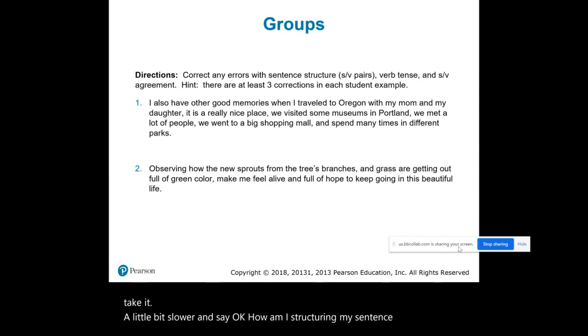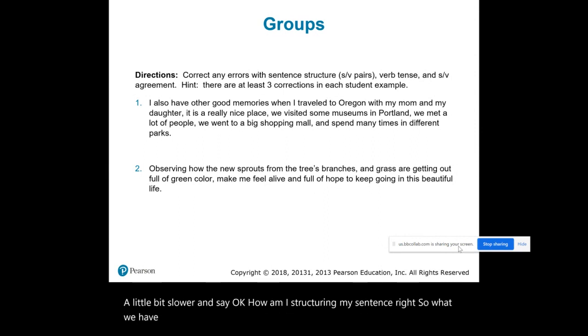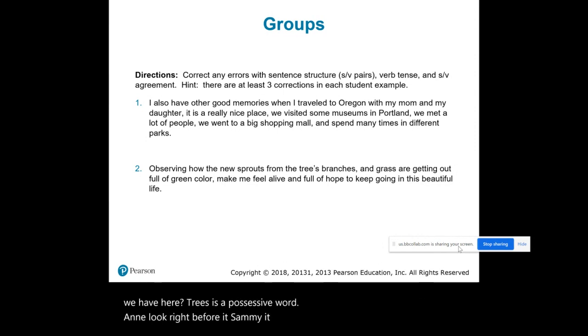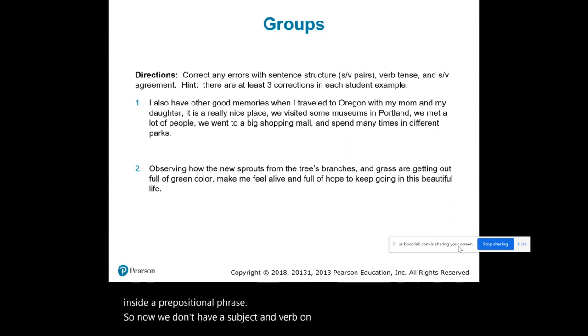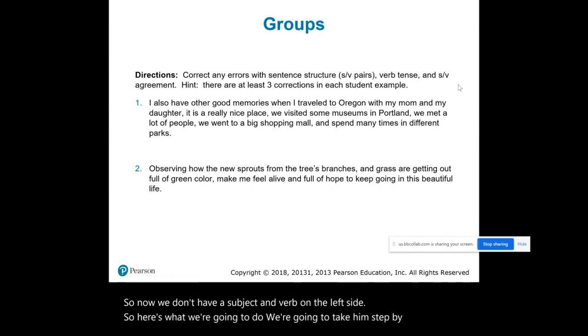So what we have here, trees is a possessive word. And look right before it, Sammy, it says from. That's a preposition. Remember what we said about prepositions? We don't have subjects and verbs inside a prepositional phrase. Uh-oh. So now we don't have a subject and verb on the left side. Okay, so here's what we're going to do. We're going to take them step by step. I'm going to show you guys the corrections.